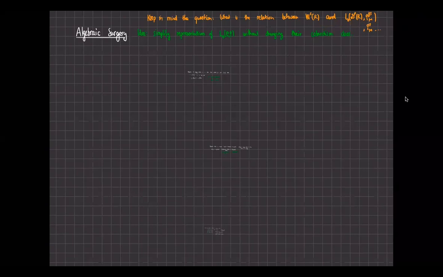And the process of making a general complex representing an element in the L group smaller and smaller is the notion of algebraic surgery. And that is the construction that I want to explain next.